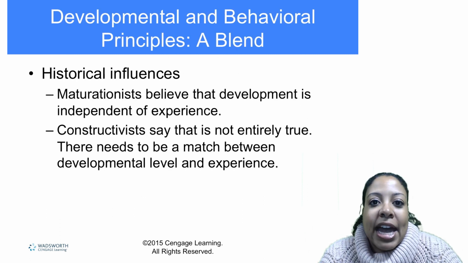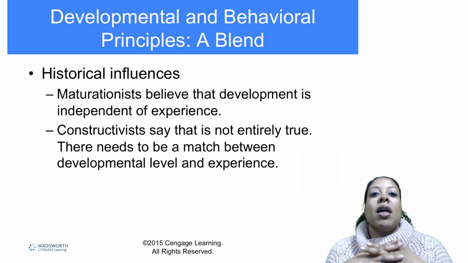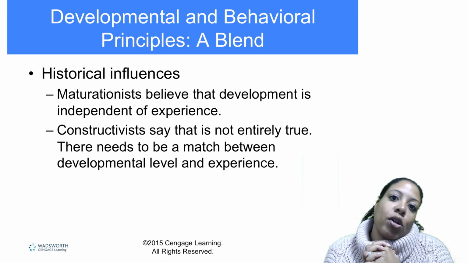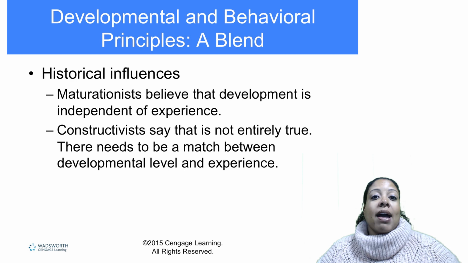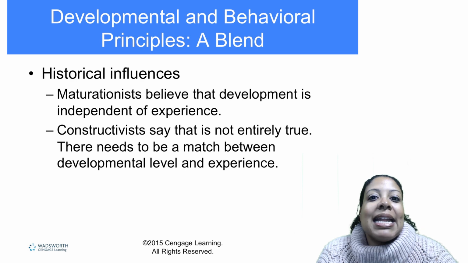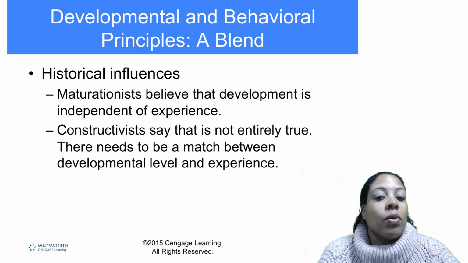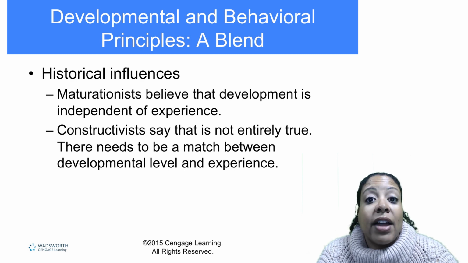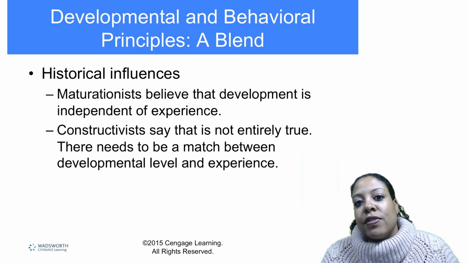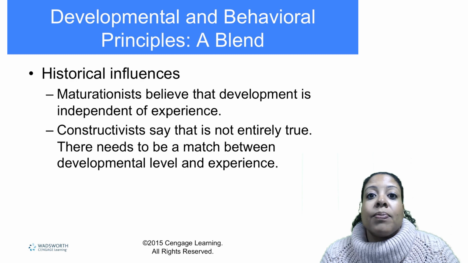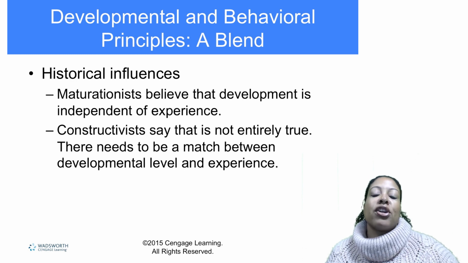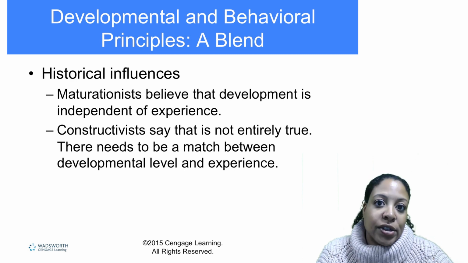Okay. So developmental and behavioral principles, a blend. So there are two kinds of schools of thought, the historical influences behind these developmental and behavioral approaches. The first is the maturationists. That comes from the maturational theory. These folks believe that development is independent of experience. So in other words, you're born with this intrinsic, inherent way of developing, and it doesn't matter your environment, doesn't matter outside influences. So it's kind of like the nature versus nurture debate. This would be more the nature. So you're born with this developmental progression, and it doesn't matter so much what kind of environmental influences you get.